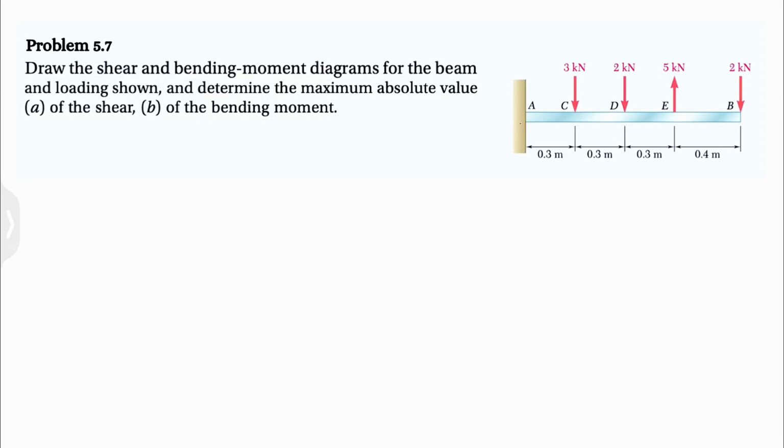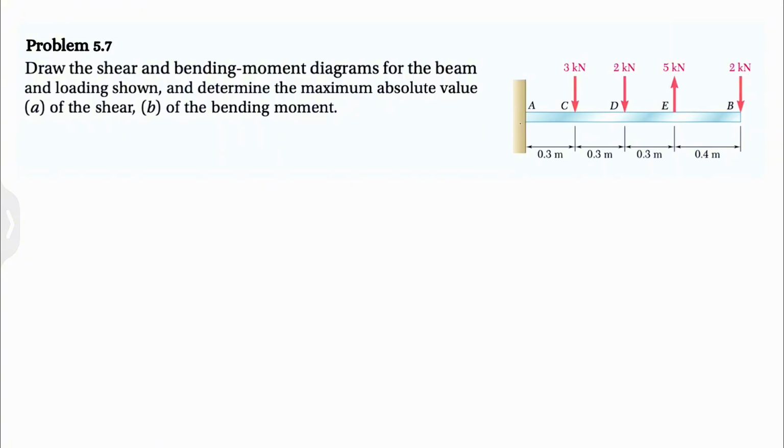Alright guys, welcome back. We have another question from chapter 5 of Mechanics of Materials by Beer and Johnston, and we need to draw the shear and bending moment diagram for the beam and loading shown and determine the maximum absolute value, A, for the shear and in the B part of the bending moment.